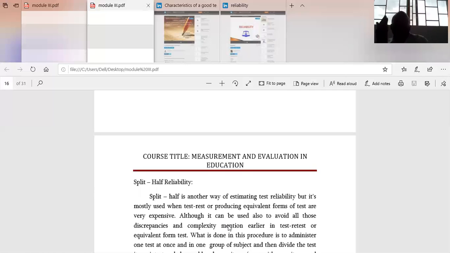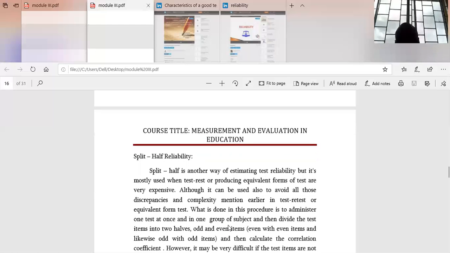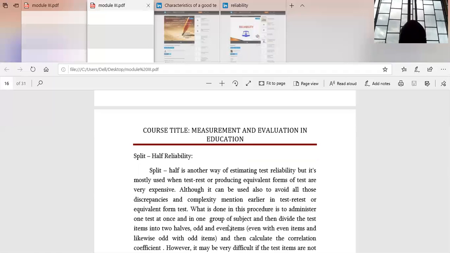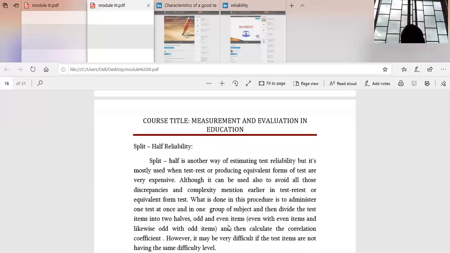What you are supposed to do is divide the paper in half, taking the odd and even numbered question items, and then calculate the reliability. So, in detail, that is another way of estimating reliability, mostly used when testing again or producing equivalent forms of tests is very expensive and a bit time consuming. It can also be used to avoid those discrepancies and errors in estimation in test-retest or equivalent forms. So split-half somehow tends to minimize the challenges noted before.